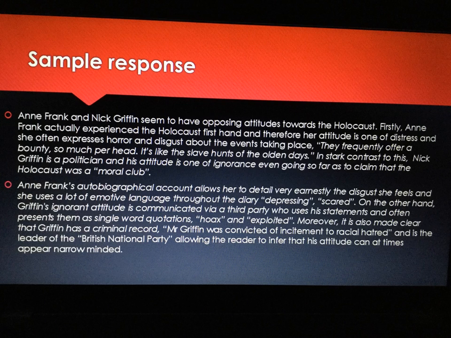Anne Frank's autobiographical account allows her to detail very earnestly the disgust she feels, and she uses a lot of emotive language throughout the diary. "Depressing," "scared." On the other hand, Griffin's ignorant attitude is communicated via a third party who uses his statements and often presents them as single-word quotations, "hoax" and "exploited." Moreover, it is also made clear that Griffin has a criminal record. Mr. Griffin was convicted of incitement to racial hatred and is the leader of the British National Party, allowing the reader to infer that his attitude can at times appear narrow-minded.